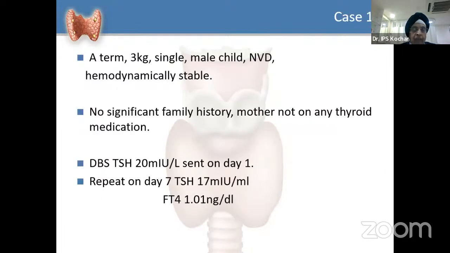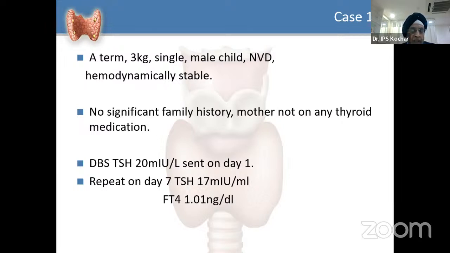Now, let's go for a small, quick case. There's a case of a 3 kg male child delivered by normal vaginal delivery, hemodynamically absolutely stable. There's nothing in the family history, and no history of any medication taken by the mother during or before pregnancy. The dried blood sample is taken on filter paper. You take a sample on a filter paper, which is very common for neonatal screening.